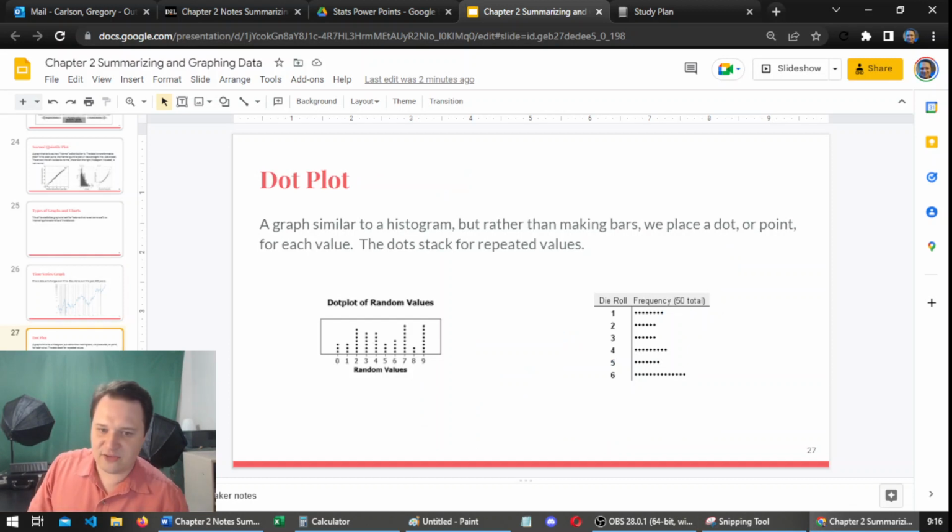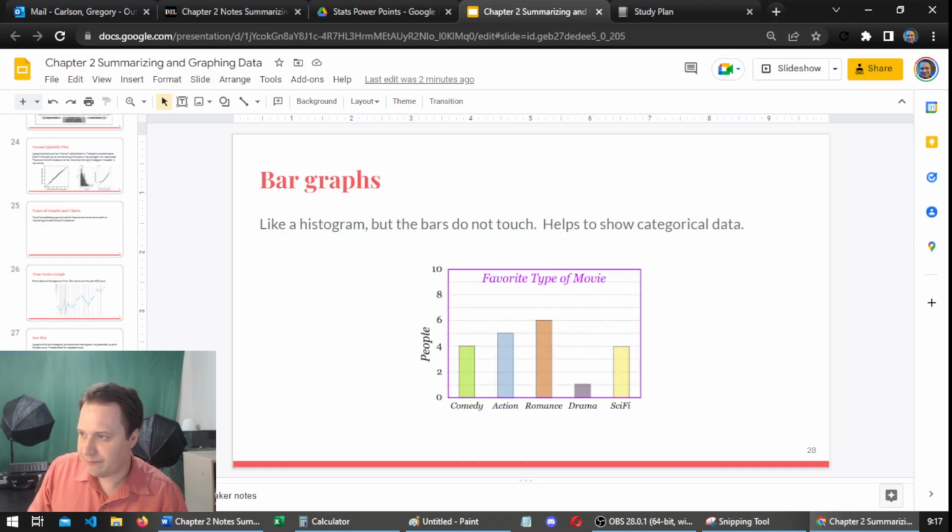Another kind of graph is called a dot plot. That's where it's basically a stem plot, except instead of putting in numbers, we just put a dot for every single person. So that's a dot plot. Same thing as a stem plot, except you just put the dots of each category. So you can see here they rolled the dice a bunch, and we have a bunch of different values for that. As I said, here's a bar graph.